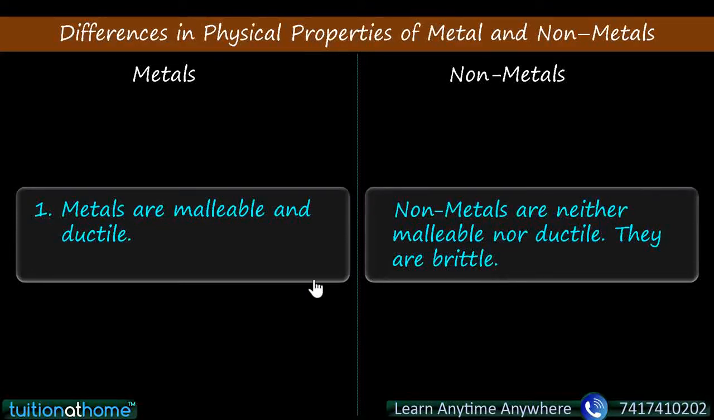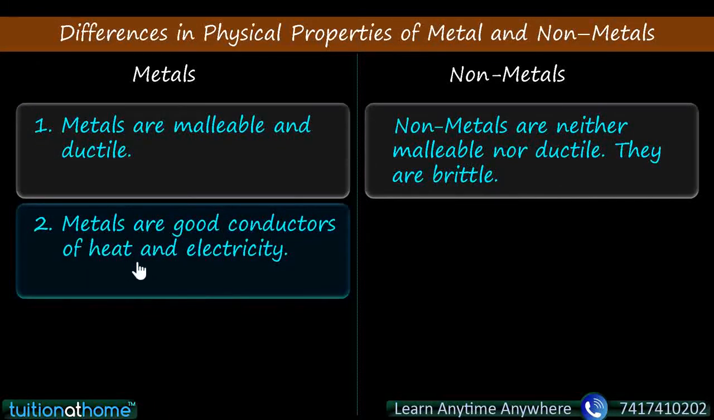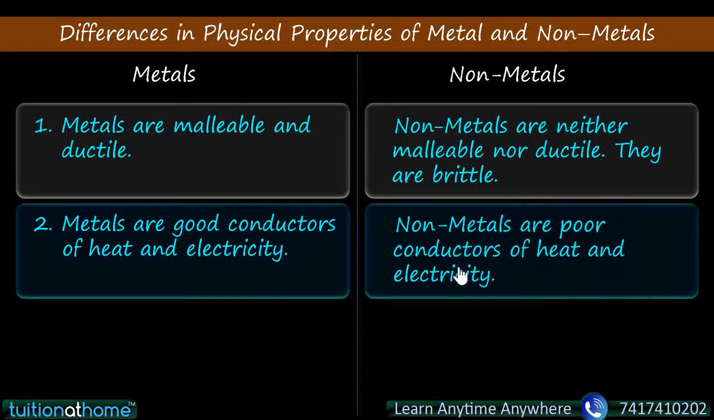Easy? Next difference is that metals are good conductors of heat and electricity, whereas non-metals are poor conductors of heat and electricity. Although there is an exception, which is graphite. Graphite is a form of carbon which is considered to be a good conductor of heat and electricity. So don't forget the exceptions.